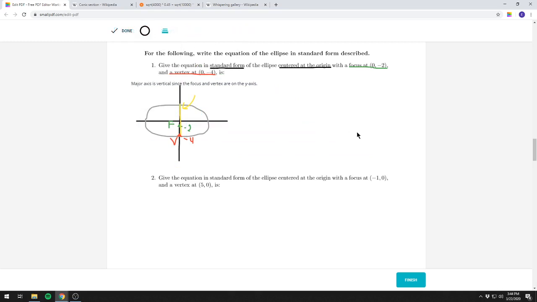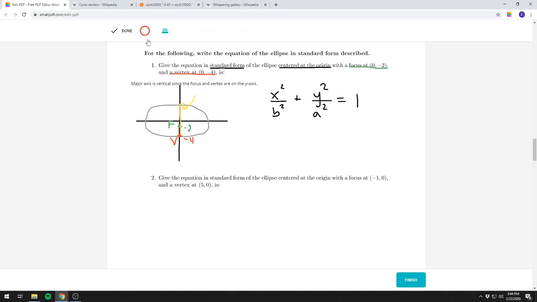But if we know the major axis is vertical, we know the bigger number will go under the y squared. So we're going to have x squared over b squared, remember that b is designated to be the smaller one, plus y squared over a squared equals 1. And our job is to figure out a and b. And if we figure out what a and b are, then we are done. We just plug them in like last time.